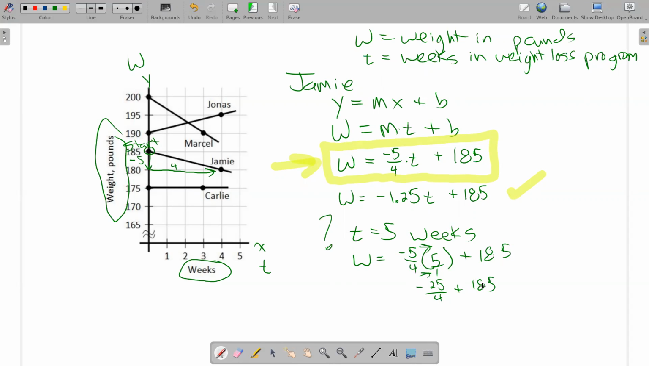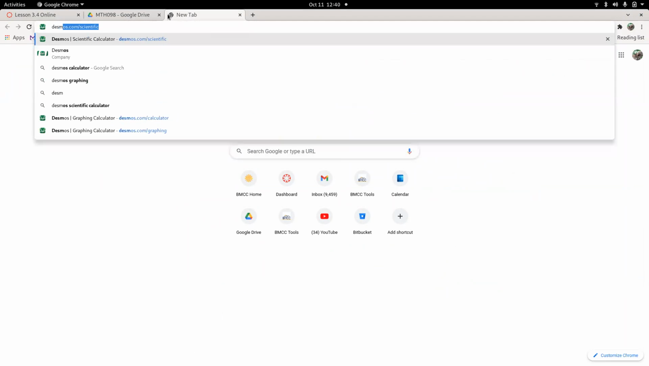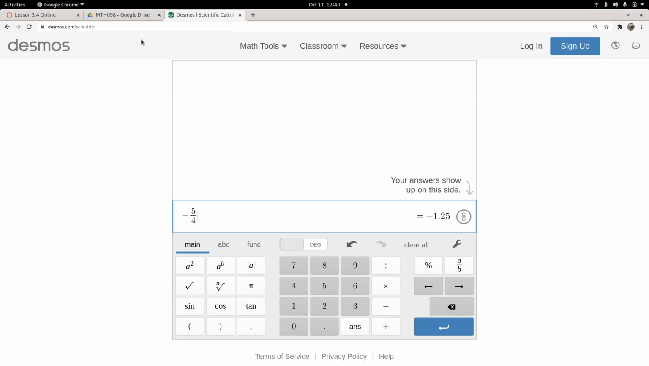And now's a good time to grab a calculator. I've been liking Desmos lately. You guys have seen me use that in class. I like the scientific version. So I wanted to take negative 5 over 4, move out to the right, then times 5. It's important we get that in the right spot, and then add that to the starting weight of 185.